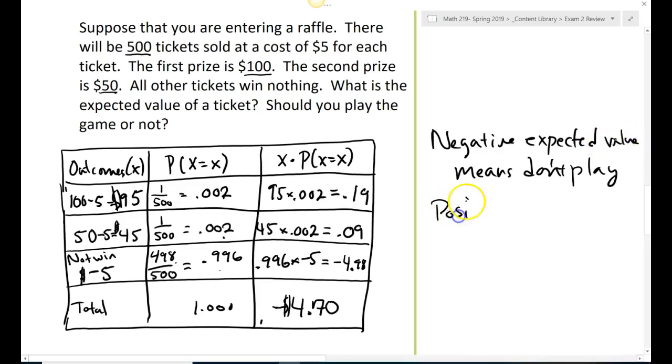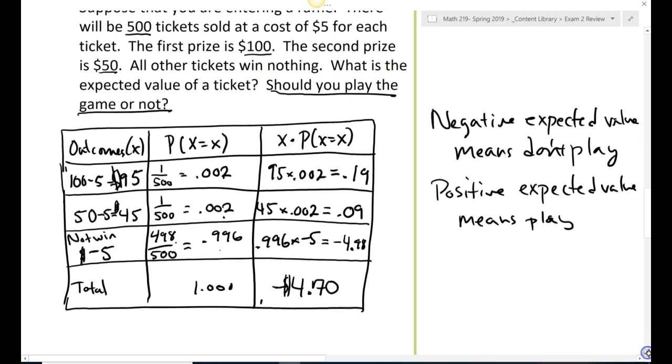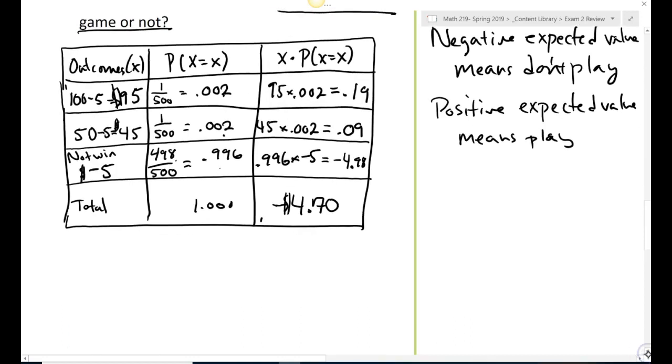Positive expected value, on the other hand, means that every time I play, I make money. So positive expected value means play. And that's an important distinction, okay? So we set up our discrete distribution, right? We find our expected value, and then the expected value answers the question, should you play the game or not? The expected value of the ticket, -$4.70, right? What that tells me, don't play.